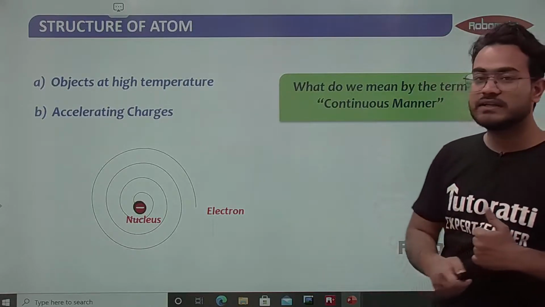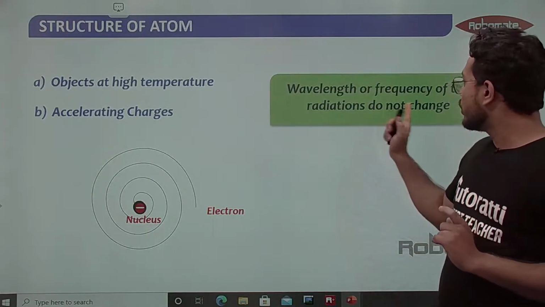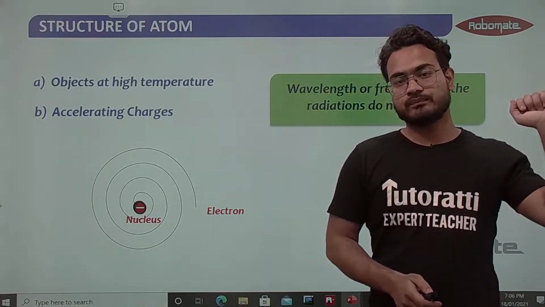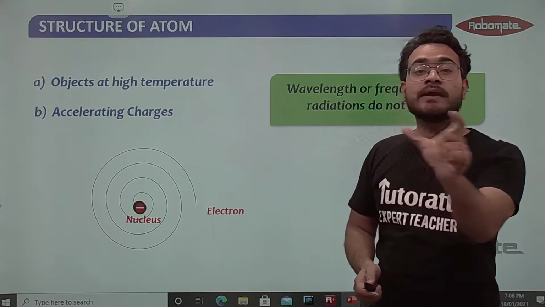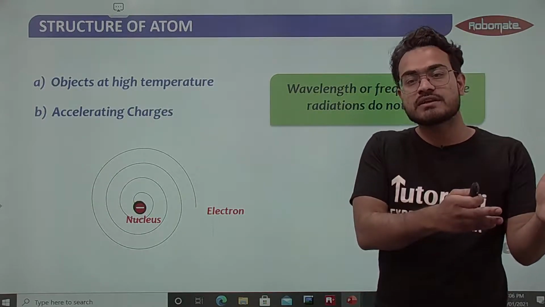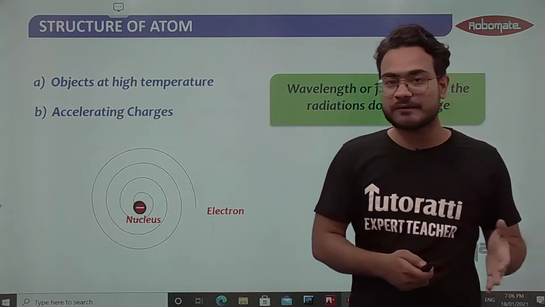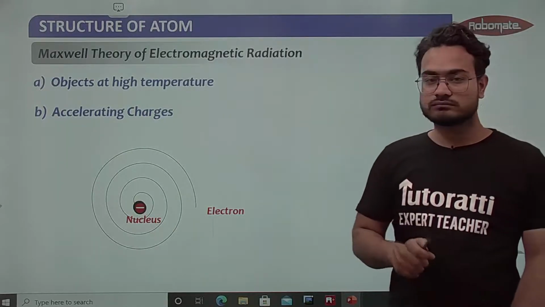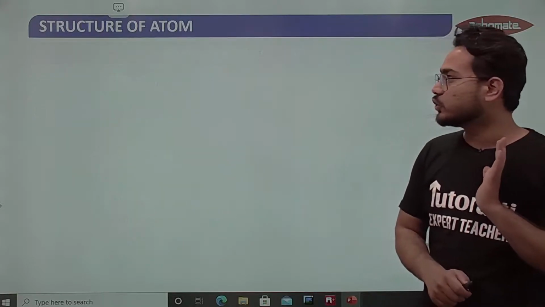What is the meaning of continuous? It means the wavelength or the frequency of energy does not change. If the wavelength or frequency does not change, the energy will be in a continuous manner. If it changes, the energy will not change in a continuous manner. I hope you got the point. This was the Maxwell theory which I was explaining. I hope it's very clear to you.